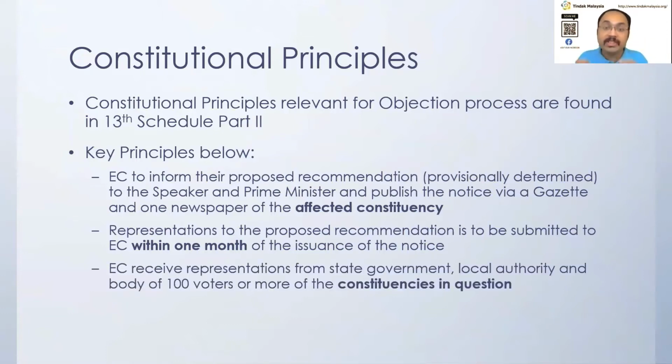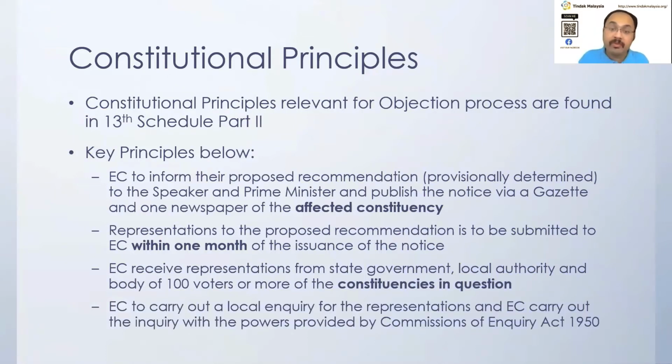Who can the EC receive representations from? There are 3 bodies: the state government, local authorities, and a body of 100 or more voters of the constituency in question. Our presentation takes more of an angle with a focus on the body of 100 voters or more.